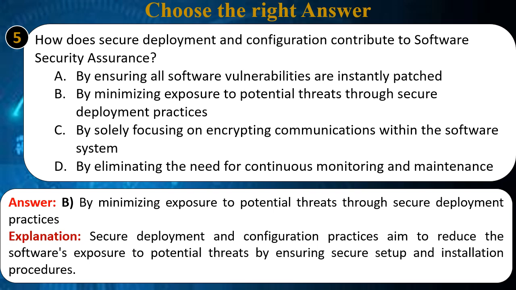By proactively implementing these practices, secure deployment and configuration helps minimize the attack surface and exposure to potential threats, even before vulnerabilities are patched. This plays a vital role in software security assurance by making it harder for attackers to exploit the software and reducing the potential impact of security incidents. Therefore, the primary contribution of secure deployment and configuration to software security assurance is B. By minimizing exposure to potential threats through secure deployment practices. I hope this clarifies how secure deployment and configuration contributes to a robust and secure software system.